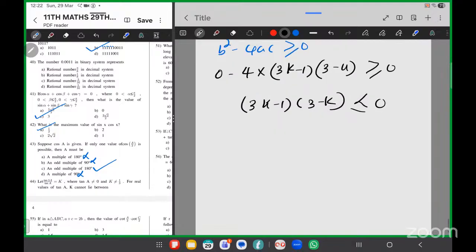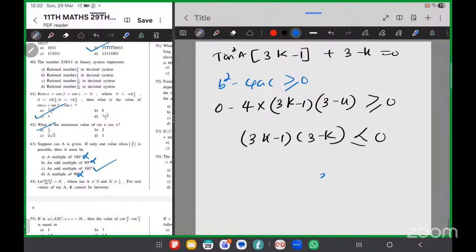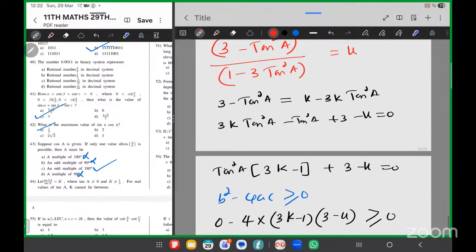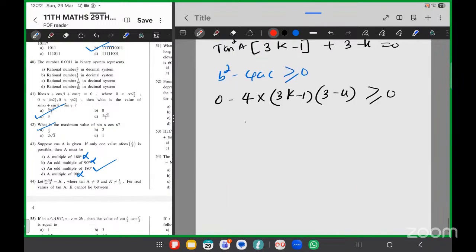So here what are the critical points? Write in standard form: b square minus 4ac. So we can write minus (3k minus 1) into (3 minus k) greater than or equal to 0, which means (3k minus 1) into (k minus 3) becomes less than or equal to 0.